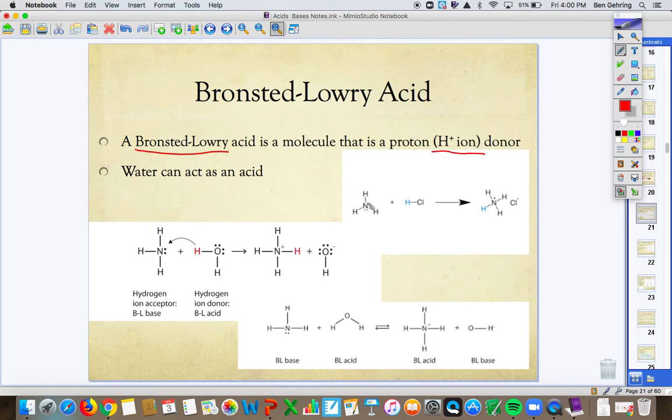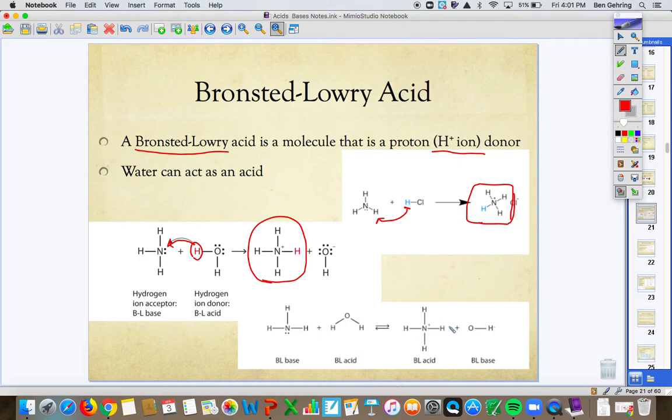So for example, if we take NH3, which is ammonia, and we add it to hydrochloric acid, this H in hydrochloric acid is going to come over and join ammonia. And you're going to get this substance here, which is ammonium. So in this case, HCl is going to be your acid because it donated the hydrogen to ammonia. Water can also act as an acid. So in the case of adding ammonia to water, a hydrogen from water is going to come over and join with ammonia to form ammonium again. So this is the same substance formed in the previous example.